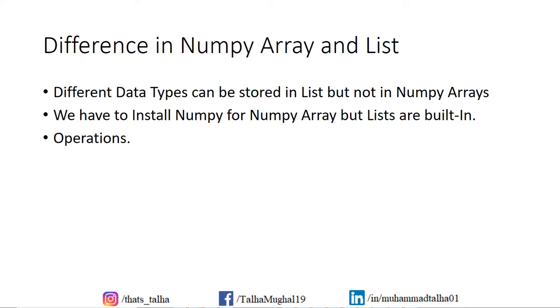When we talk about Python lists, you can store multiple data types inside of your list. For example, you can create a list which will have numbers in it, characters in it, right? But that is not the case for a NumPy array. You can only store numerical values inside of your NumPy array. And the second difference is that lists are built into Python, but as far as NumPy is concerned, you have to install this library like we just did previously. And also, operations work differently on both of these data structures.